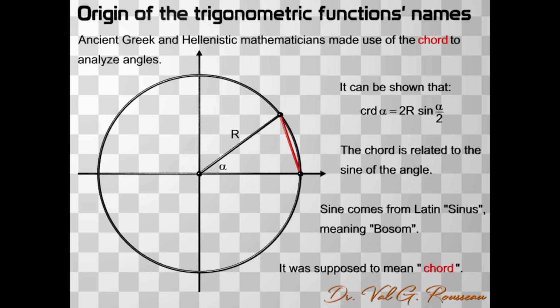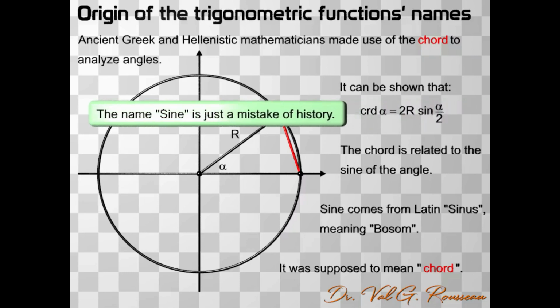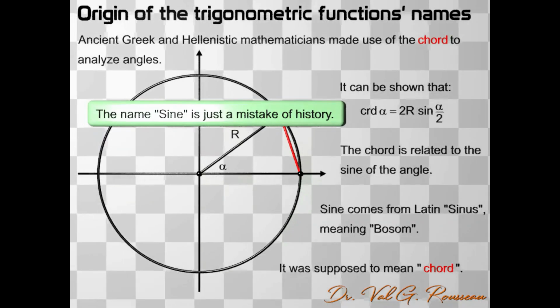But the point is that the entire trigonometry that we know today is totally equivalent to the analysis of the chord. Now the name sine comes from Latin sinus, which means bosom. Yeah, that's totally unrelated. And this is due to early translators who misspelled the word for chord. So sine actually means bosom, but it was supposed to mean chord. In other words, the name sine is just a mistake of history, and there is nothing we can do about it.